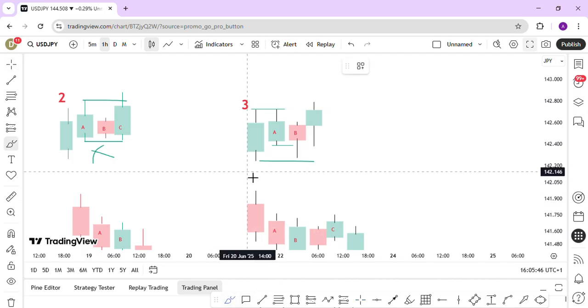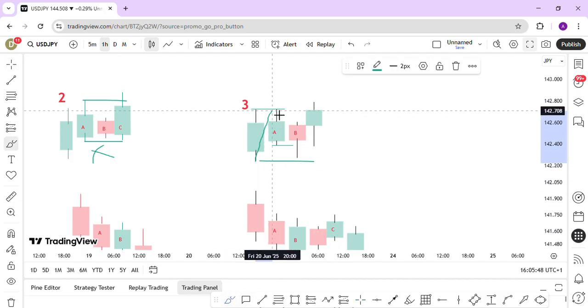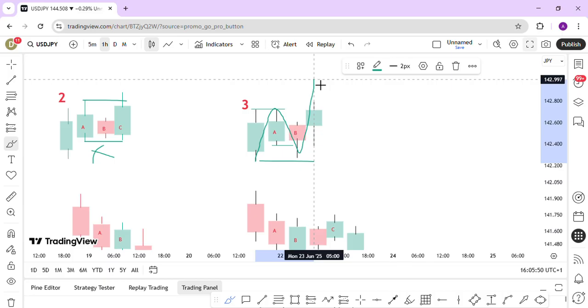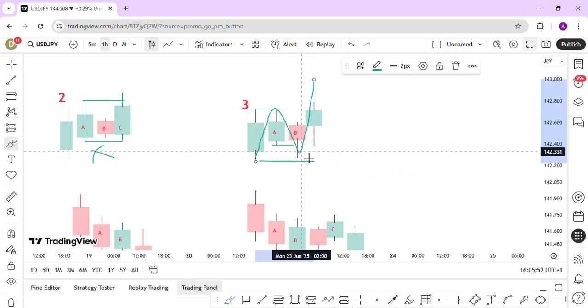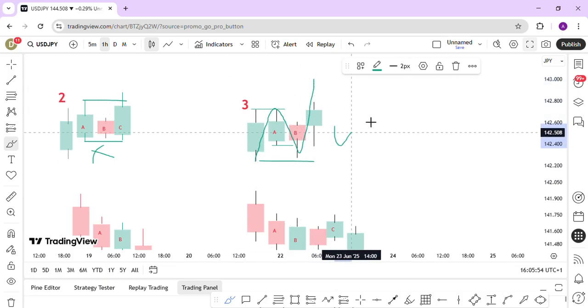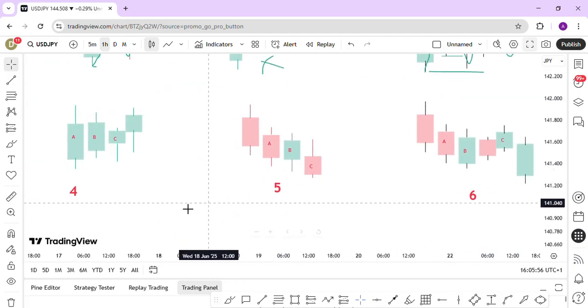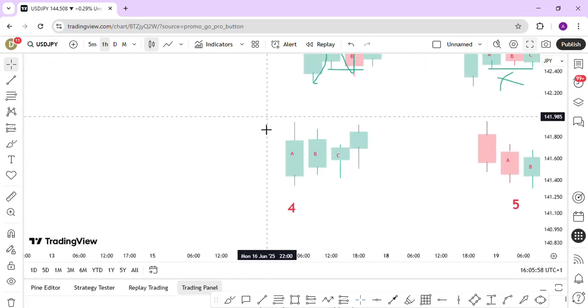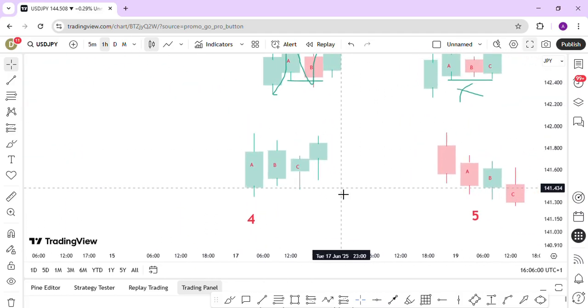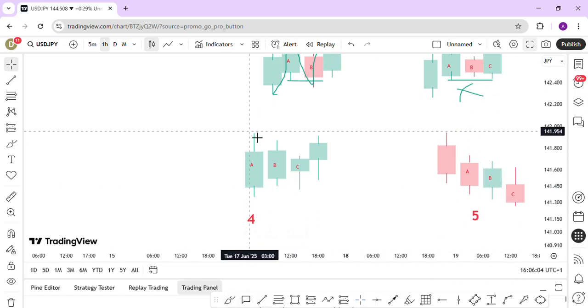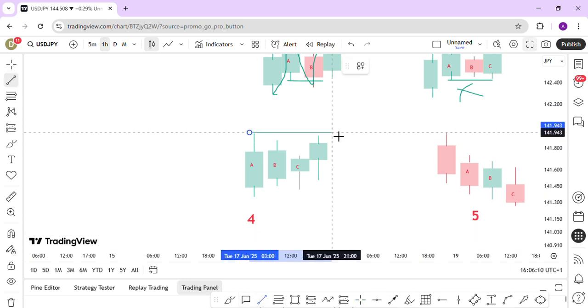So in this scenario, we have something like this, then a pullback, then continuation. This impulse correction continues, so it makes this level valid. If you go to example 4, you will see that the first candle, which is A, has the high here. The high of this A is here.